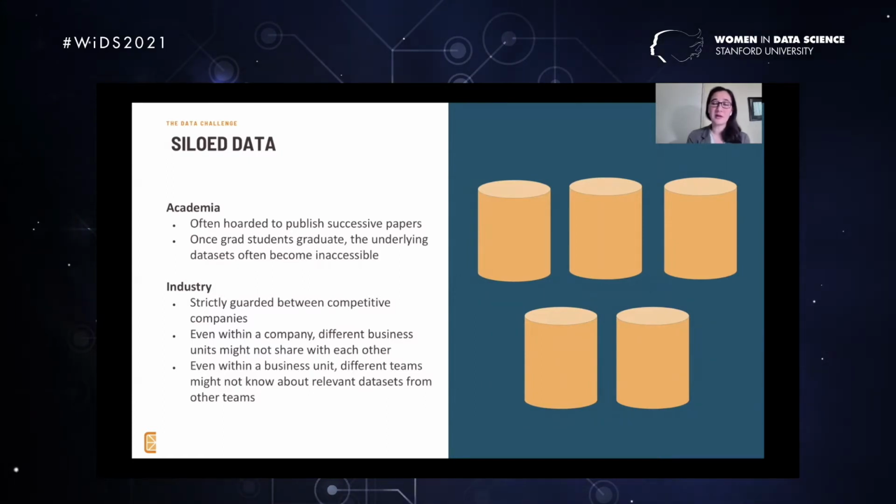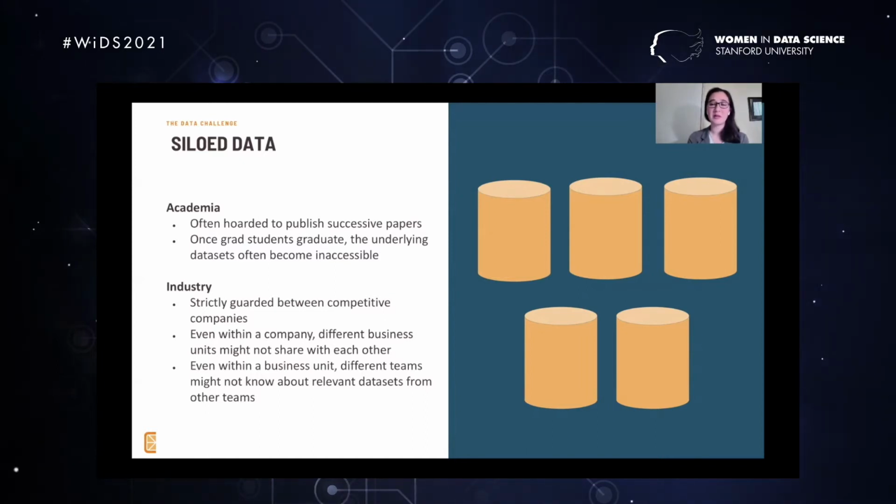In industry, they have their own set of problems. Data sets tend to be strictly guarded between competitive companies. If two companies are trying to both create the same kind of material, they're going to guard their secrets very closely. So you can just think about the famous secret recipe for Coca-Cola. There's no way they want that falling in the hands of Pepsi.